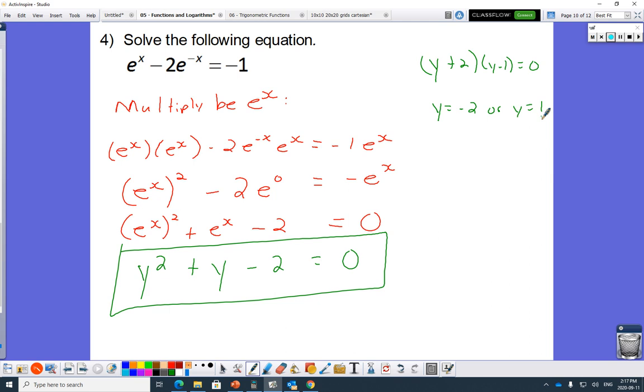But this was a quadratic with e to the x's. It wasn't y's. I said y squared. It wasn't y squared. It was e to the x squared. It wasn't e to the x. It wasn't y. It was e to the x. I've gone back to red here.